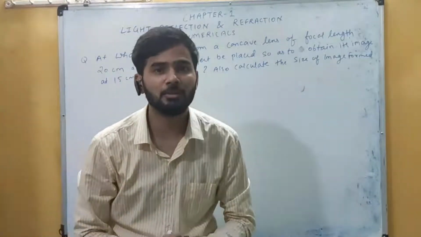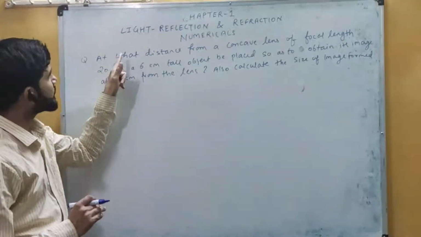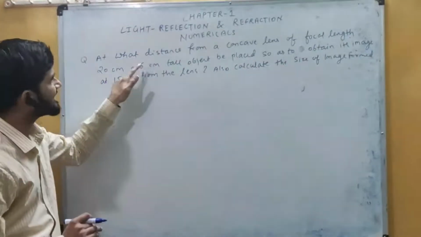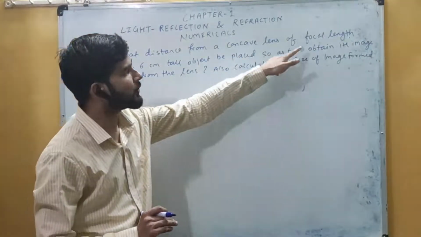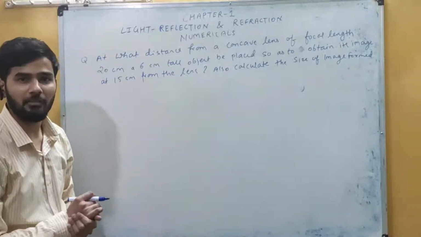Let us solve one more question based on the lens and lens formula, but this time we have a concave lens. So at what distance from a concave lens of focal length 20 centimeter, a 6 centimeter tall object be placed so as to obtain its image at 15 centimeter from the lens? Also calculate the size of image formed.